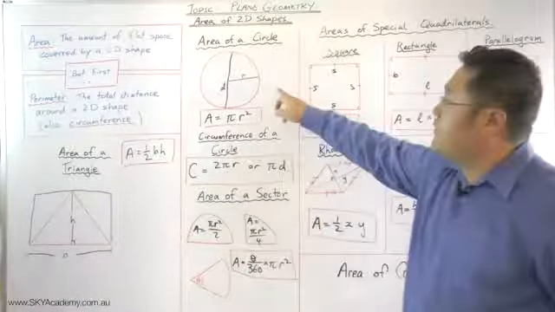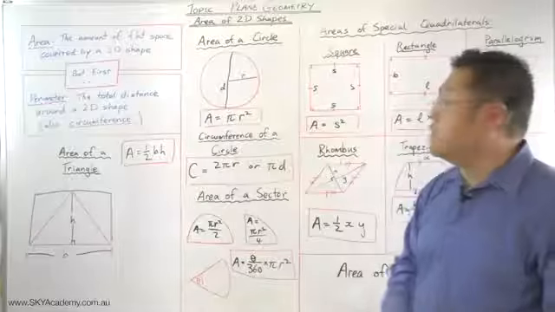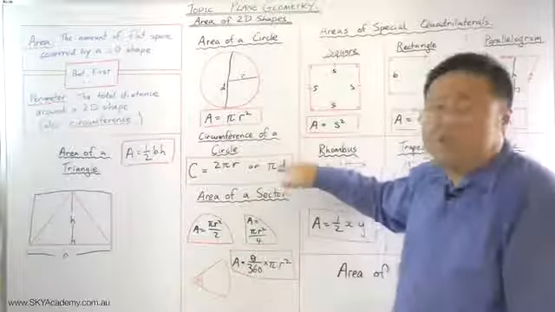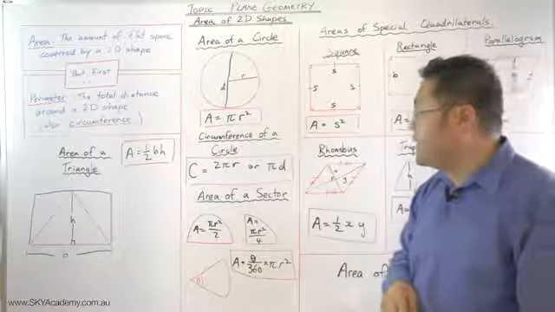Finally, we get to the area of a circle. The area of a circle is given by pi r squared, and you will have seen that from year 8. And I want to distinguish that from the circumference of a circle, which is 2 pi r, or pi d, where d is represented by the diameter of the circle, and the diameter will always be 2 radiuses long, okay?